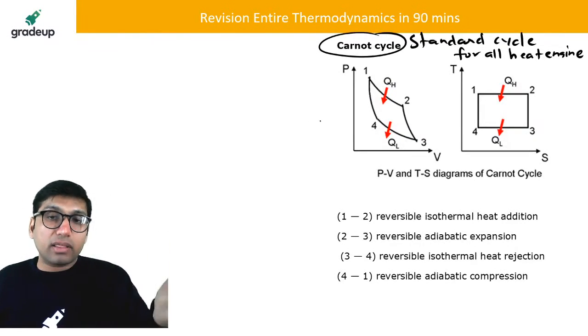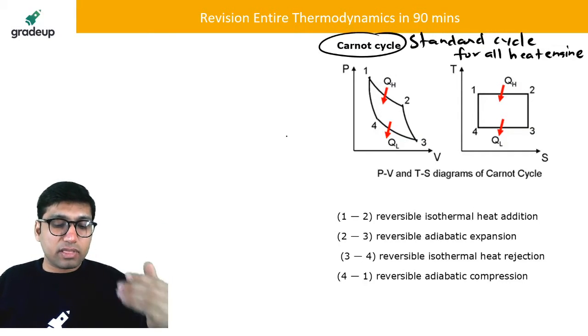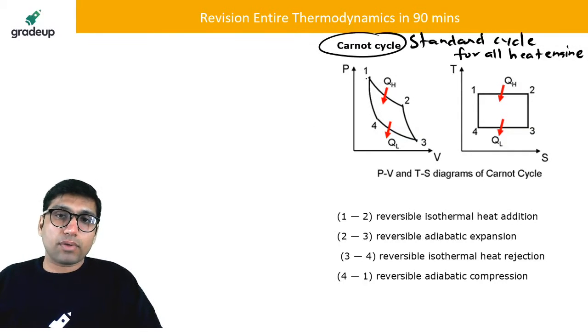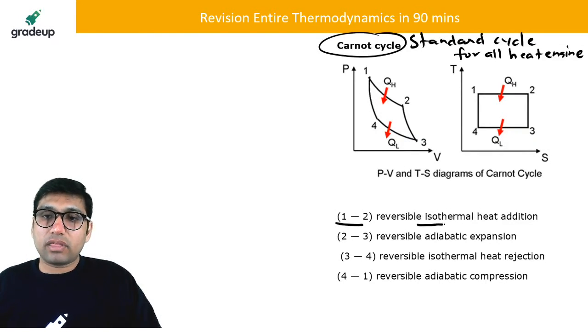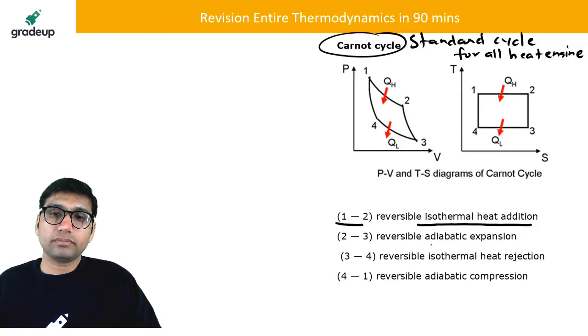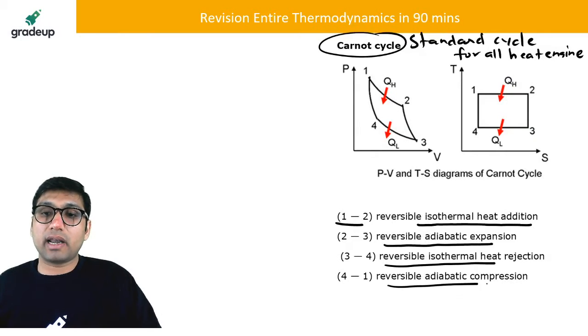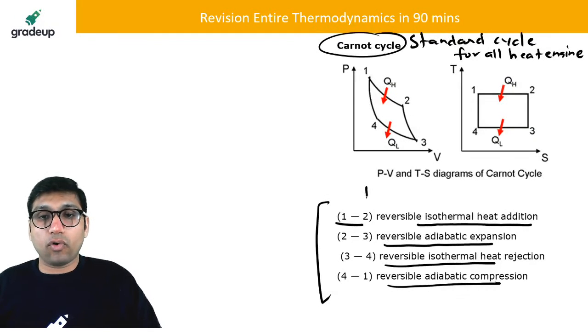Okay. So what is a Carnot cycle? Carnot cycle is a cycle which consists of different types of process. These processes are represented here with the help of pressure-volume and temperature-entropy diagrams. These processes are reversible isothermal heat addition, reversible adiabatic expansion, reversible isothermal heat rejection, and reversible adiabatic compression. These are the 4 processes in the Carnot cycle.